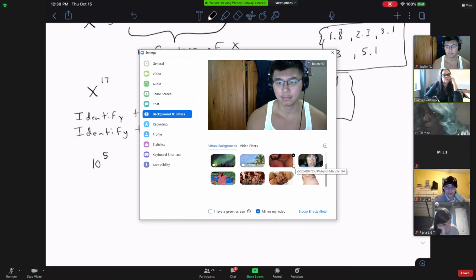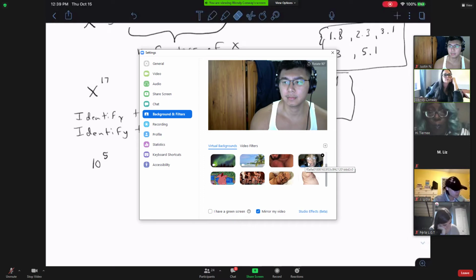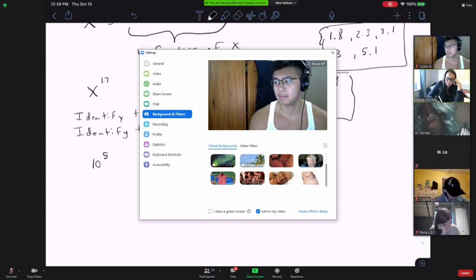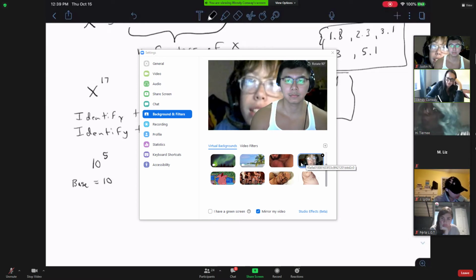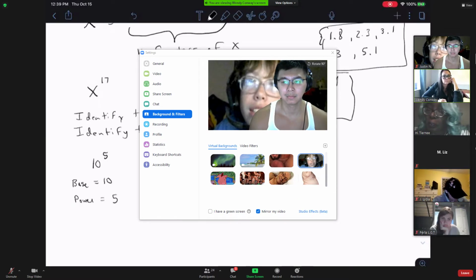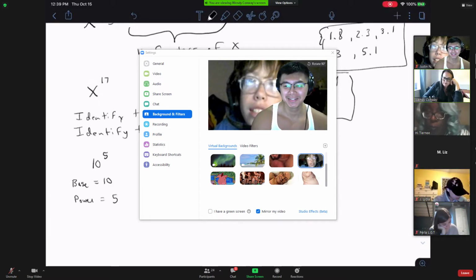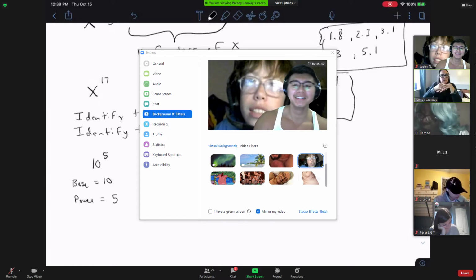So here the base is 10 and the power is 5. Here the base is 6x. The quantity 6x with parentheses. You need to write the parentheses.